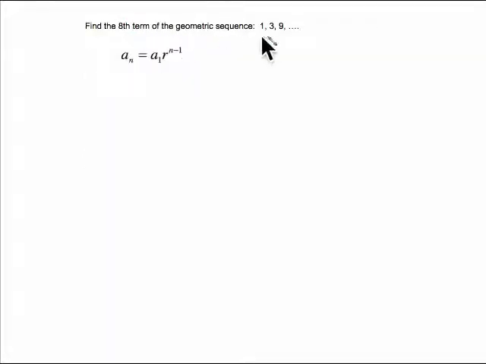So find the 8th term of this sequence using the formula. It would be a sub 8 equals a1, which is 1, times the common ratio. What are you doing to get from 1 up to 3 up to 9? You are multiplying by 3, so the common ratio is 3. Because that's a +3, I'm not worried about putting it in parentheses. Raising it to the 7th power, you can type that in your calculator, and you will find that the 8th term of that sequence is 2,187.